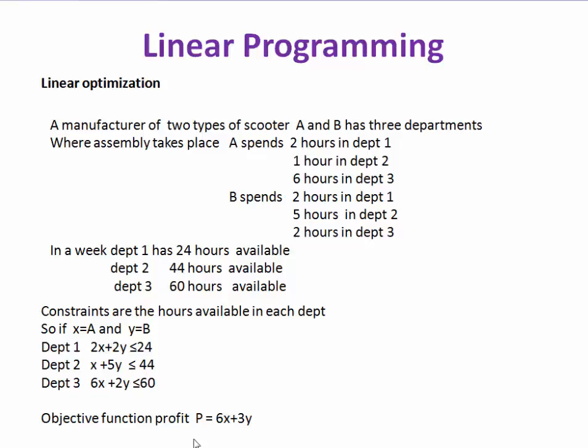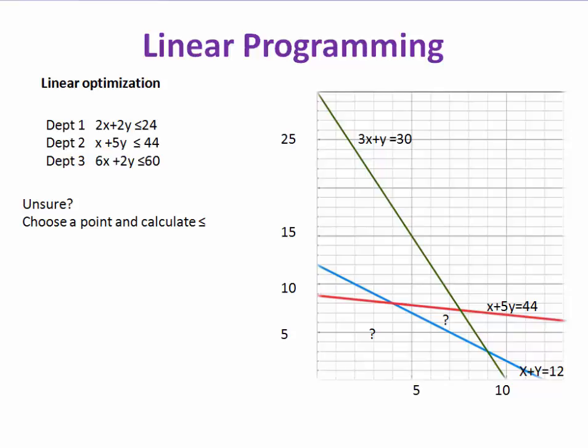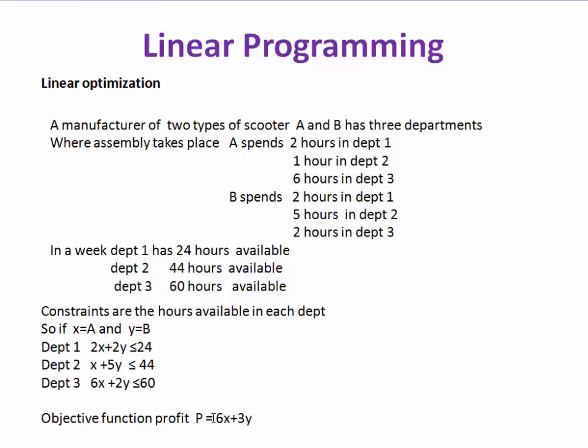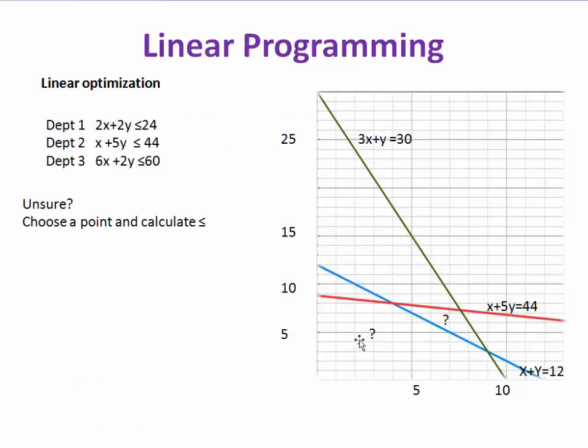And our objective function, from what they've told us about the profits, what did they tell us about the profit? Let's have a look. It's somewhere they do tell us. Profit is £6 on A and £3 on B. So our objective profit is 6x plus 3y. So now we write this as 2x plus 2y equals 24, x plus 5y equals 44, 6x plus 2y equals 60, our linear functions, and then graph those linear functions like we've done here.